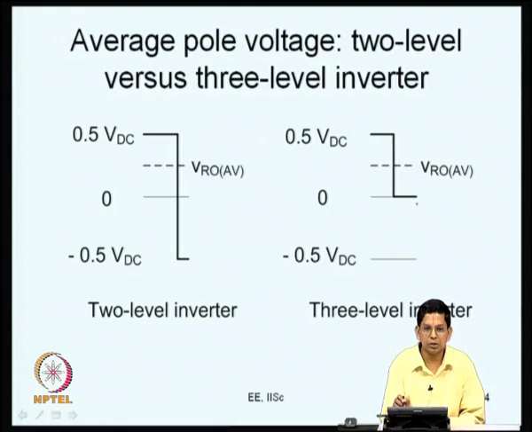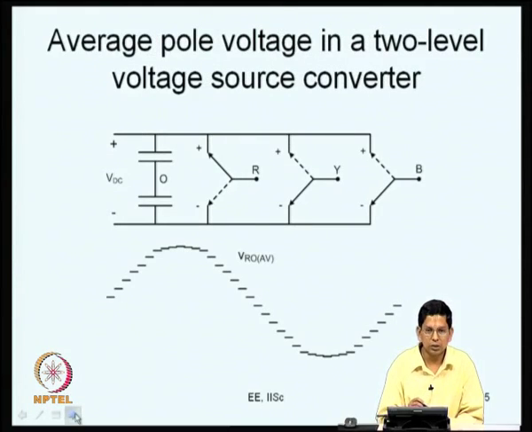Similarly, if you are using a 3 level inverter, you have different levels available. For a positive average voltage you can apply 0.5 VDC for a certain amount of time and 0 for the remaining amount of time, so that you get your average voltage equal to what you want. Similarly, if your average voltage is negative, then you can realize it by time averaging of 0 and minus 0.5 VDC. So, you can realize any value of average voltage anywhere between plus 0.5 VDC and minus 0.5 VDC.